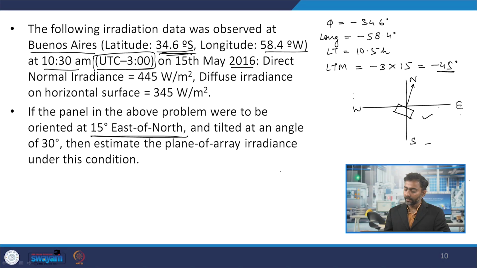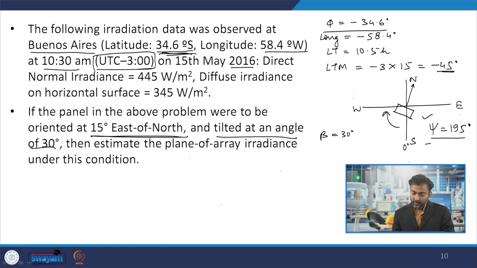We are having 15 degree east of north. Now as we said, we have 0 degree reference as the due south and we measure the angle going from south to west. So the psi here would come out to be 180 plus 15, which is 195 degrees. So we will take psi as 195 degrees. So those are a few things we need to be careful about. And another thing is the tilt angle, it is not at the optimal tilt angle. So you have beta equal to 30 degrees here, whereas phi is minus 34.6.